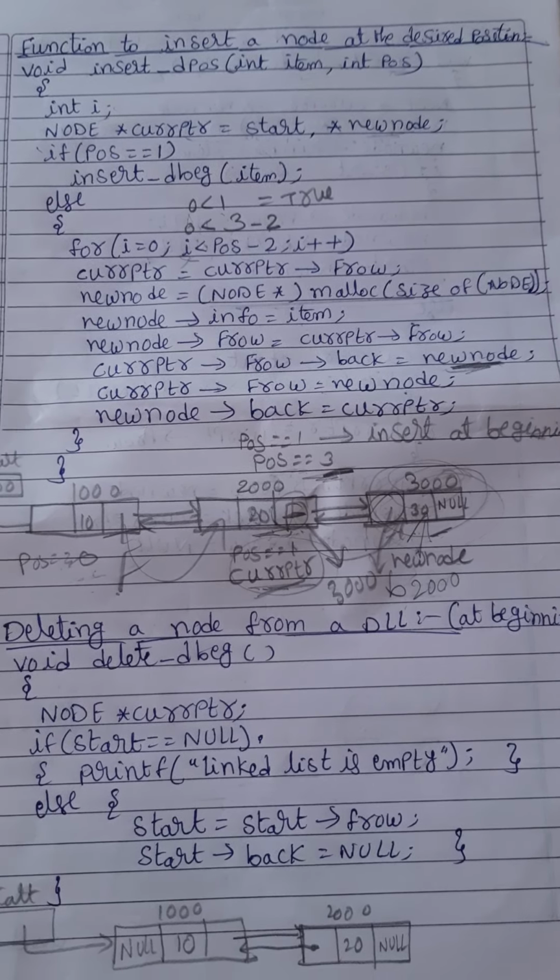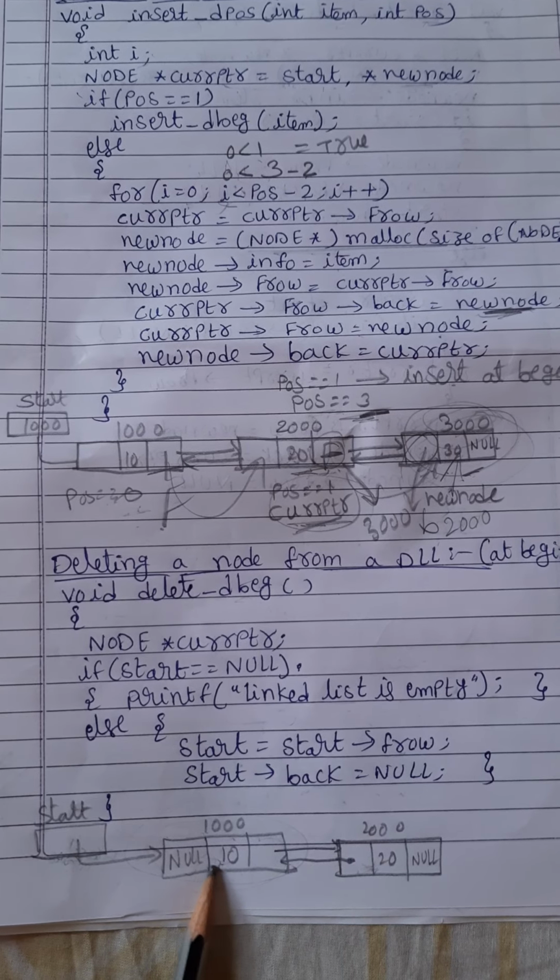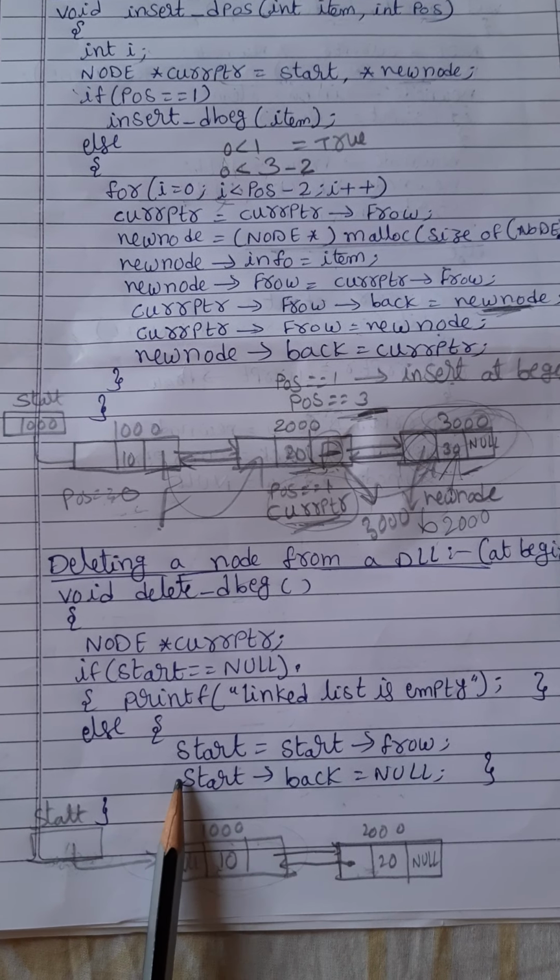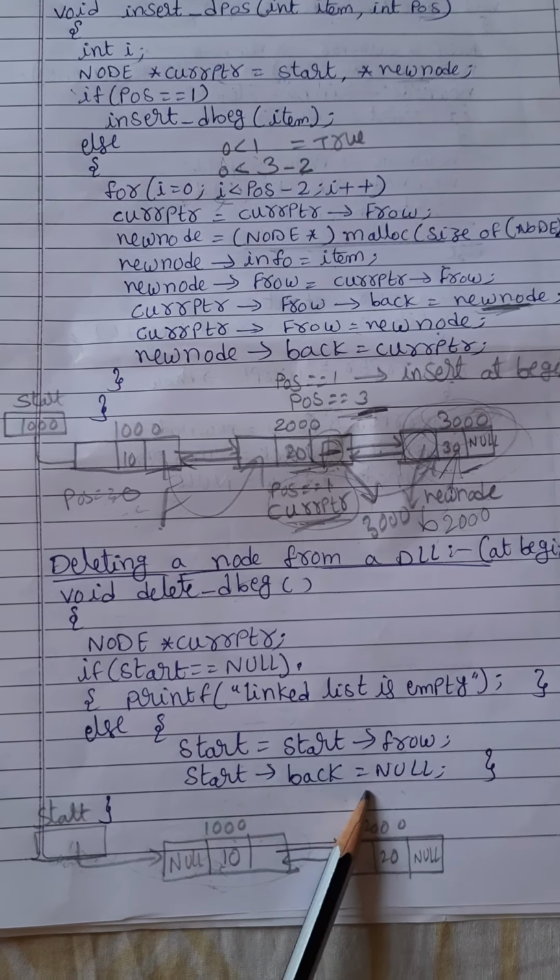Now whenever it has moved to the second node, start equal to start to fro, the first node will get deleted. After deleting that first node, start to back will become null. That means this node will get deleted, and after deleting the node we are connecting the second node as the first node. This is the way to delete the node at the beginning.